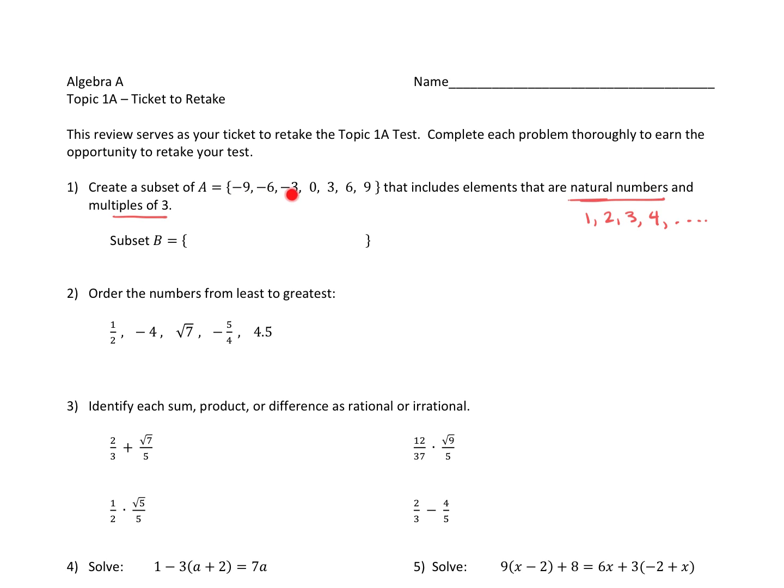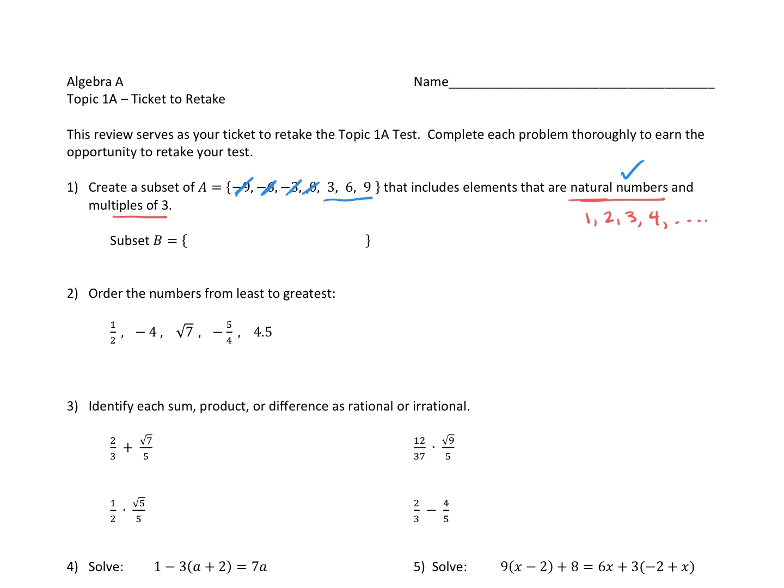These negative numbers are not natural numbers, so we are not going to include those in our subset. We can see that 0 is part of our set, but natural numbers do not include 0, so we do not want the 0. So far we're looking at 3, 6, and 9 that are all natural numbers, so it meets that criteria.